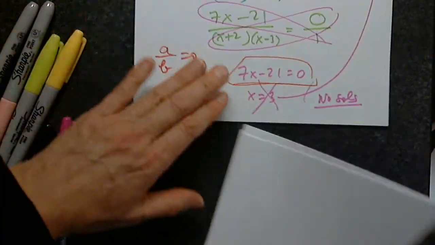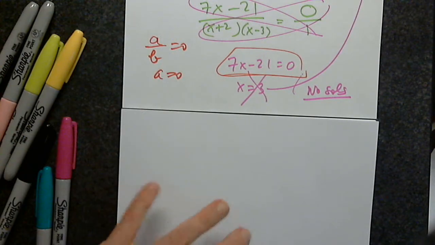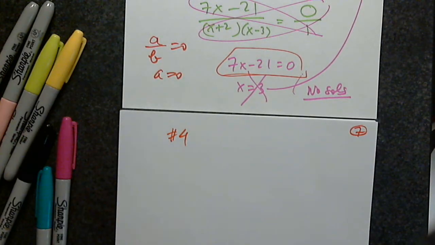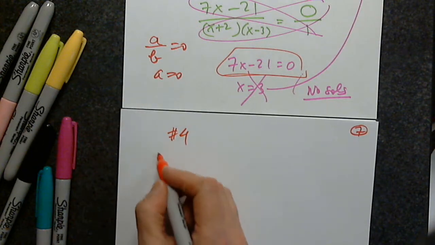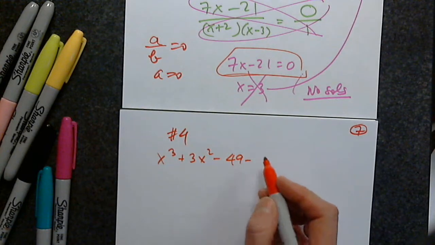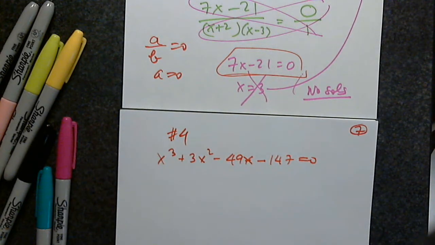Anything else? Next question. Anything you want to work on? Number 4. That's fine, number 4. So we have x cubed plus 3x squared minus 49x minus 147 equals 0. Why did I move everything to one side? What type of equation is this?